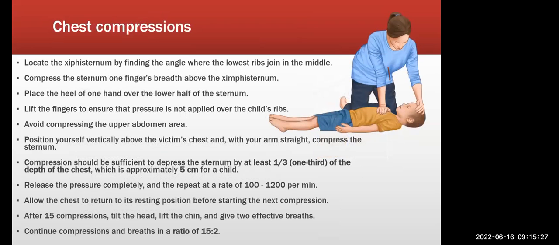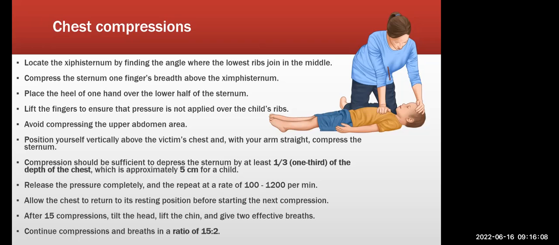Next. Okay, for the chest compression, first we need to locate the xiphisternum, finding the angle where the lowest rib and joint in the middle, and then compress the sternum, 1 finger breadth above the xiphisternum. Okay, so we need to place the heel of one hand, only the heel, and lift the fingers to ensure that the pressure is not applied over the child's rib. Only the heel of the hand is applied. Avoid compressing the upper abdomen area, and make sure to position ourselves vertically above the victim's chest, with your arm straight, and compress the sternum.